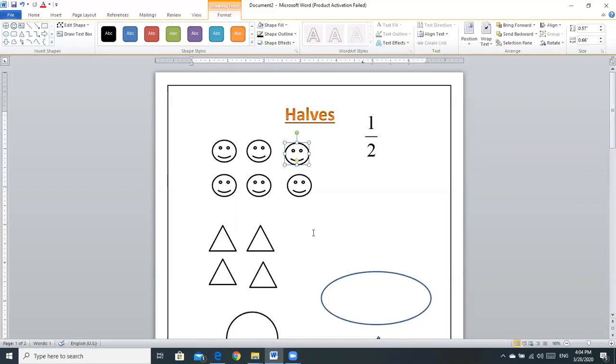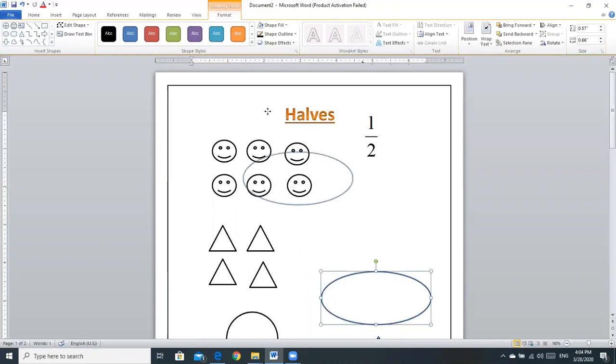Let's start, for example, and by the way, this is how to write half in digits, in numerals: 1/2. This is how to write half. Okay, let's start here. I have here how many smiley faces? 1, 2, 3, 4, 5, 6. I have 6 smiley faces. I want to divide them into half. I want to know the half of these 6 smiley faces. Half of 6 is 3.